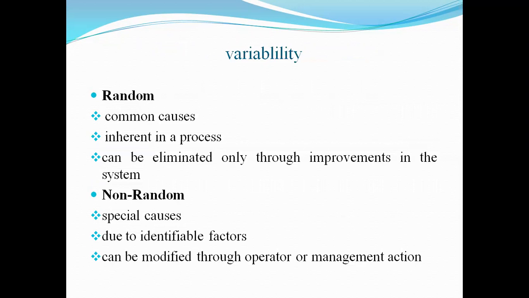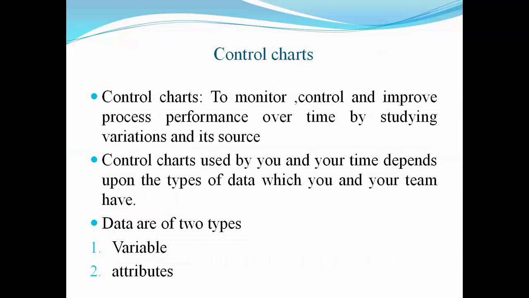Okay. The second type of variability is non-random. Non-random is special cause variability. It occurs due to identifiable factors, and it can be modified only through operator or management action. So random causes can only be eliminated with improvement in the system, while non-random causes can only be modified with the help of operator or management actions.